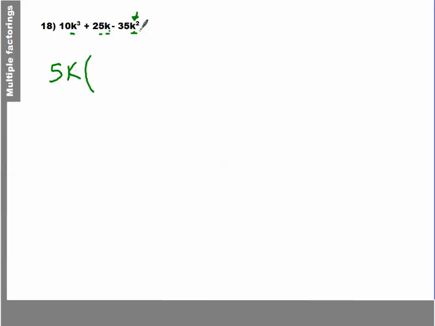So k to the third is still my largest degree, because 3 is bigger than 2 and 1. So 10k to the third divided by 5k is simply 2k squared. Now, this is my second largest term in degree of k, because 2 is bigger than 1. So 35k squared divided by 5k is going to be 7k. And this is a negative, so negative divided by positive is a negative. Finally, 25k divided by 5k is just going to be 5.